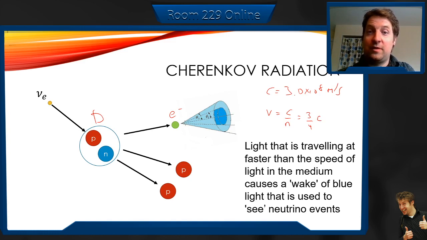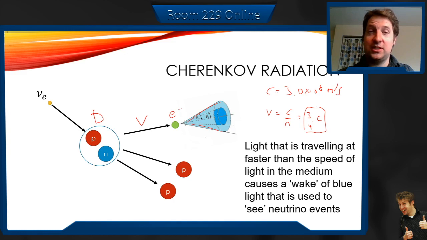So if this electron is traveling faster than that, it produces what we call Cherenkov light. It produces this cone of blue light, and it allows us to see that. So this electron whizzing at some ridiculous speed, because it's traveling in this water where the speed of light in that medium is lower than the speed of light in a vacuum, produces Cherenkov radiation.